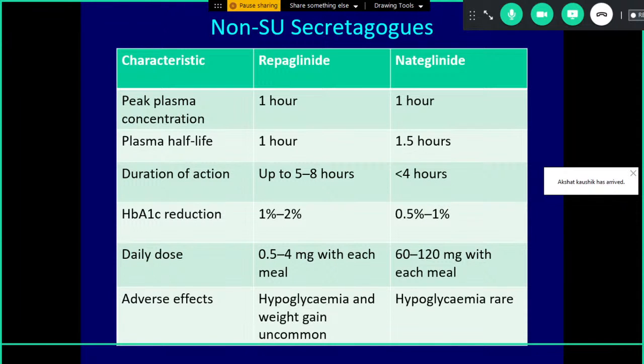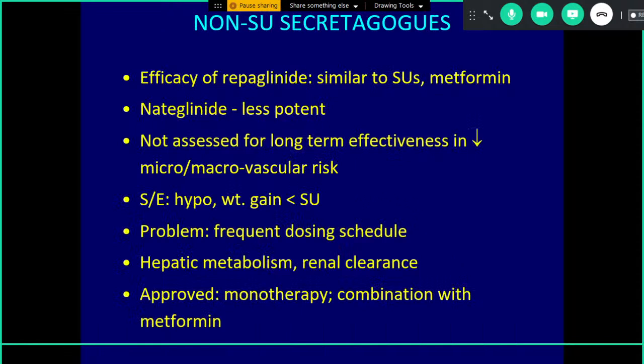I wouldn't really worry about the doses, etc. But as I mentioned, hypos are rarer. Weight gain is also uncommon.